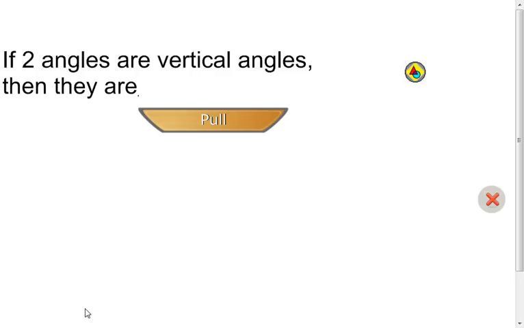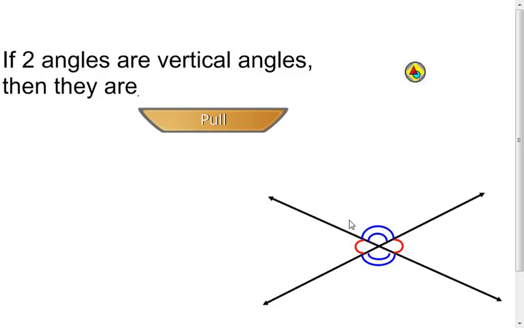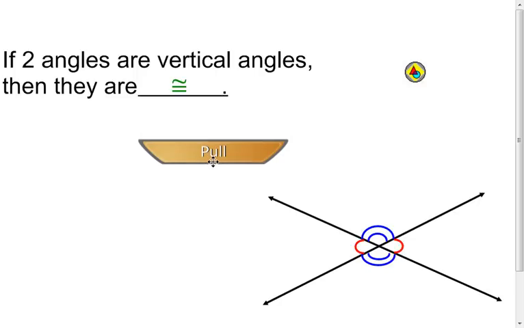My last theorem here would be working with vertical angles. So if you know you have two vertical angles, what are you going to know about them? And in this case, I have this picture, and I've shown you that I'm looking at the vertical angles, the blue ones, they will be congruent. And if you look at the red ones, they're also going to be congruent. So if two angles are vertical, then you're going to know they're congruent.